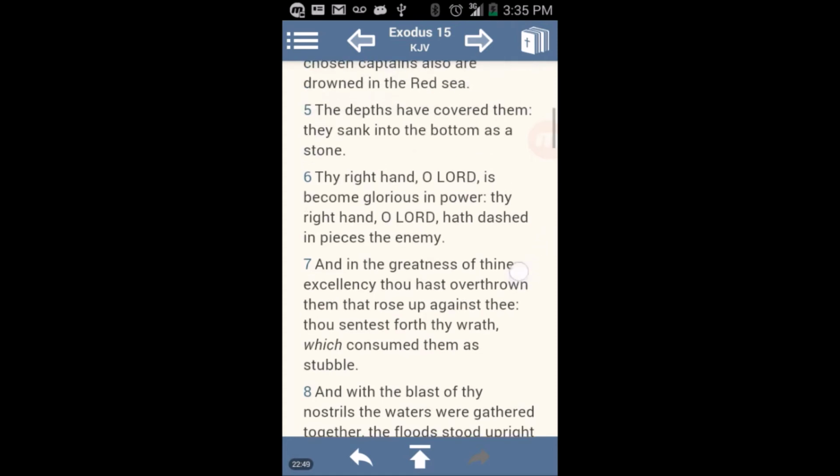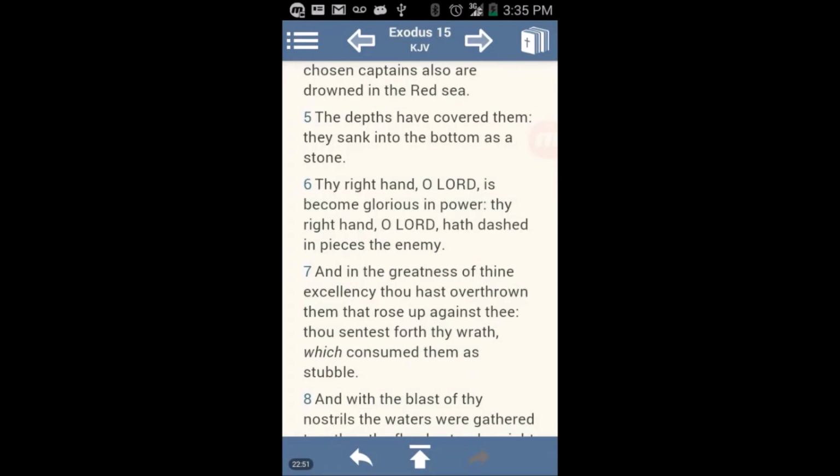See? So what is this talking about? It's talking about how the Most High delivered the children of Israel out of the Egyptian captivity. Thy right hand, O Lord, hath dashed in pieces the enemy. The Most High destroyed those Egyptians for the children of Israel. So thy right hand, what direction is the penny facing? The right side.